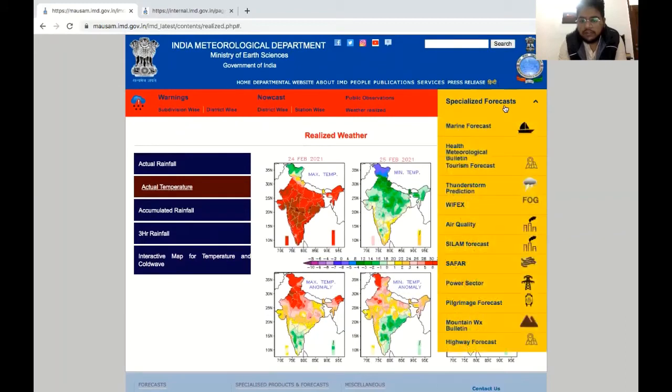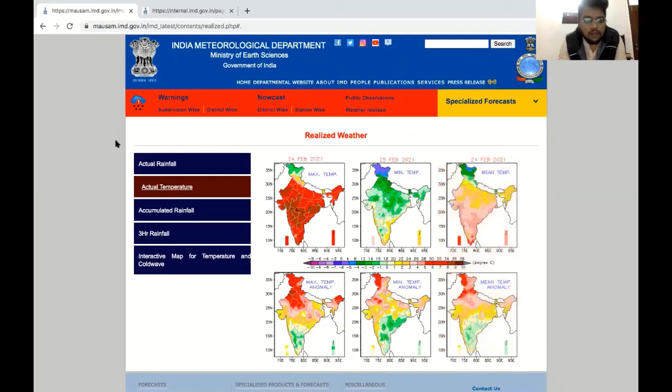You can also look at the fourth section, which is specialized forecast for different kinds of departments, for different kinds of activities like tourism. There is a thunderstorm prediction, there's a health meteorological bulletin, there's air quality index, which is important for cities like Delhi, which are highly polluted, or Lucknow, Kanpur in UP, which are also highly polluted. There's also pilgrimage forecast. There's a forecast for the power sector because they require it for load shedding and other distribution and generation related activities that they undertake. So now we'll get into the data.